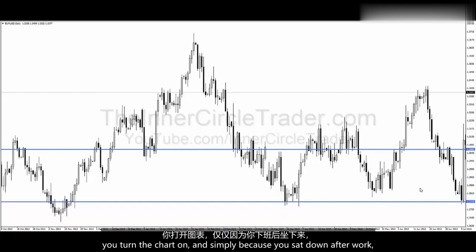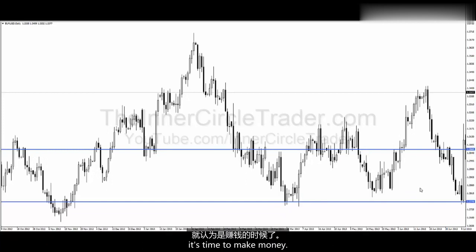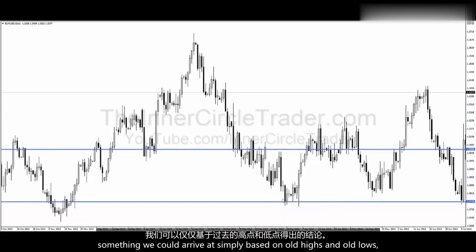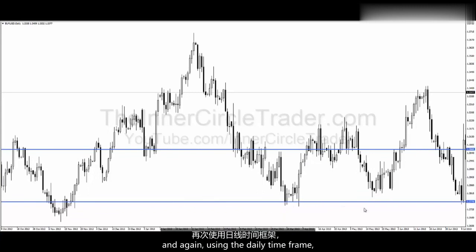You turn the chart on, and simply because you sat down after work, it's time to make money. It doesn't work like that, guys. Okay, so again, this level here, something we could arrive at simply based on old highs and old lows, and again using the daily time frame.